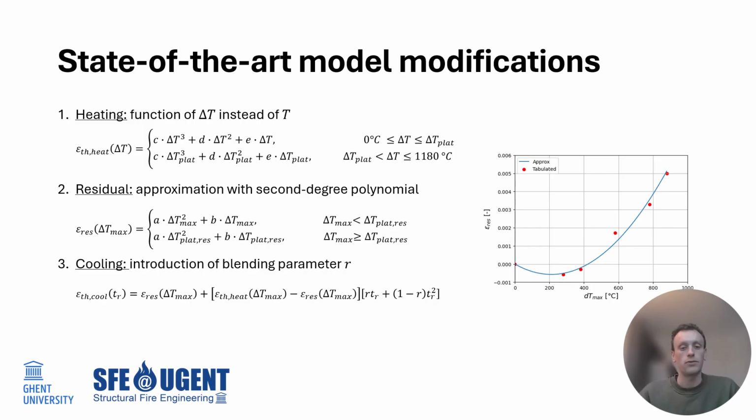Then we have the residual model. Now, we decided not to work with the tabulated values, but instead to approximate it with a second degree polynomial. And then we also get two model coefficients, A and B. And we also have a third parameter here, which is the plateau temperature increase in the residual thermal strain model. And then the third one is the cooling model. And in the cooling model, we've introduced the blending parameter R. So if you remember correctly, in the real model, we had 0.6 times TR plus 0.4 times TR squared. And we've replaced this with a blending parameter to give us some more freedom to alter the shape of this curve.